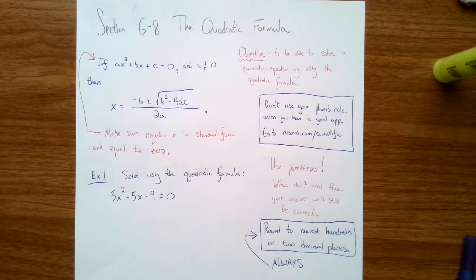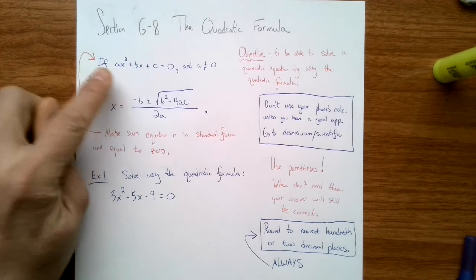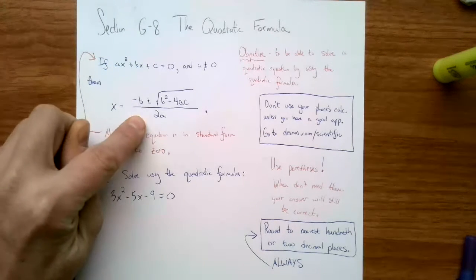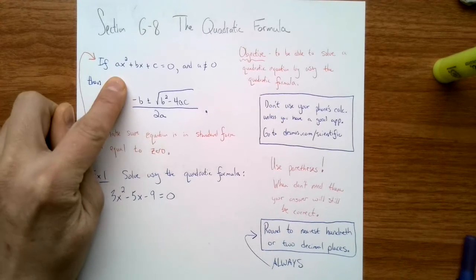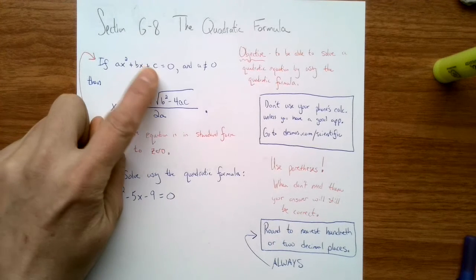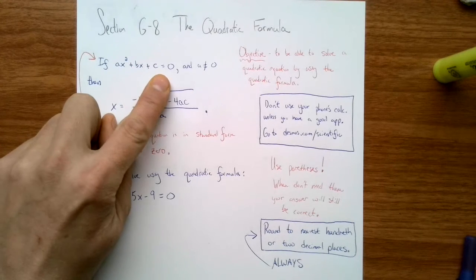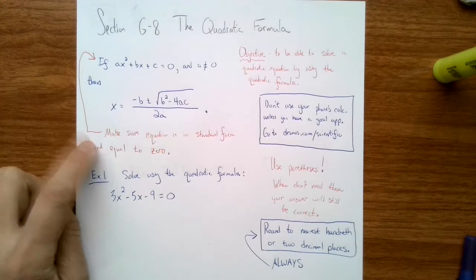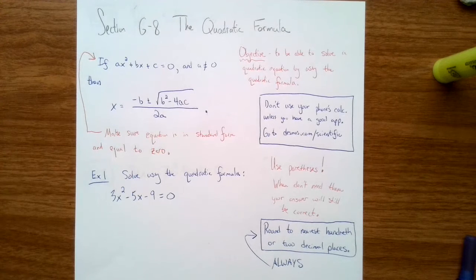So one thing I want to mention very quickly is that in order to use the quadratic formula, it needs to be written in standard form, meaning the x squared term, the x term, and the non-x term, and the equation needs to be equal to 0. So we need to make sure that that's happening before we use the quadratic formula.